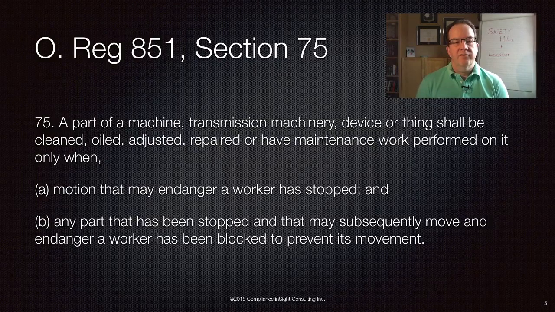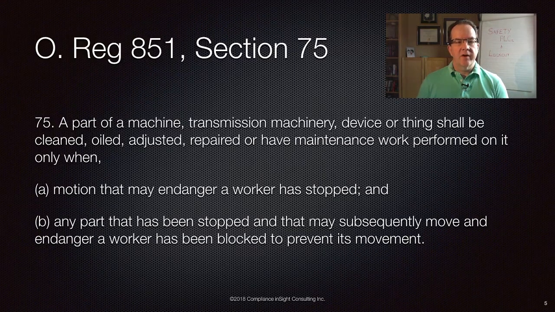So let's start out by looking at section 75 and 76. Section 75 and 76 fall into the portion of the regulation entitled Maintenance and Repairs. Section 75 reads, "A part of a machine, transmission machinery, device, or thing shall be cleaned, oiled, adjusted, repaired, or have maintenance work performed on it only when A, the motion that may endanger a worker has stopped, and B, any part that has been stopped and that may subsequently move and endanger a worker has been blocked to prevent its movement." So let's break this down a bit.